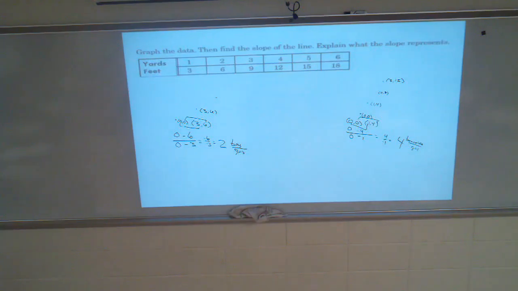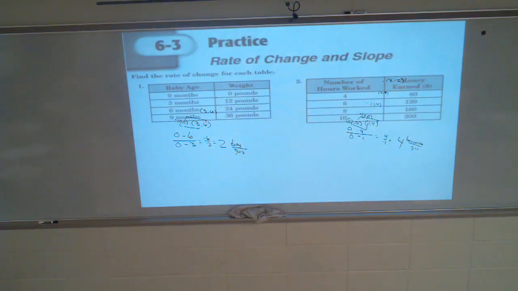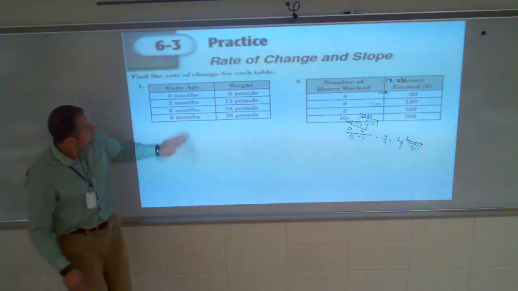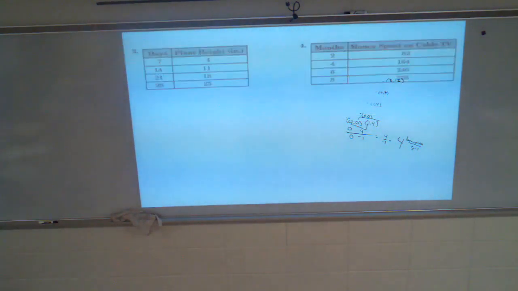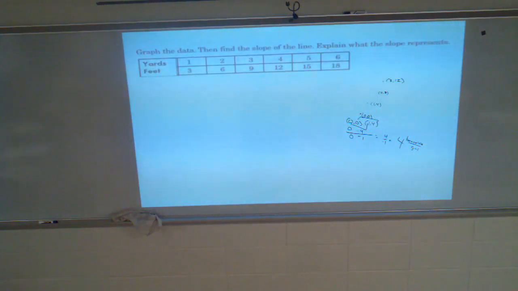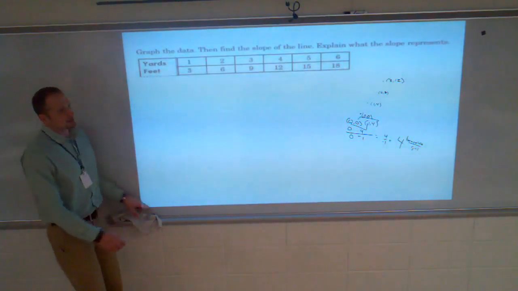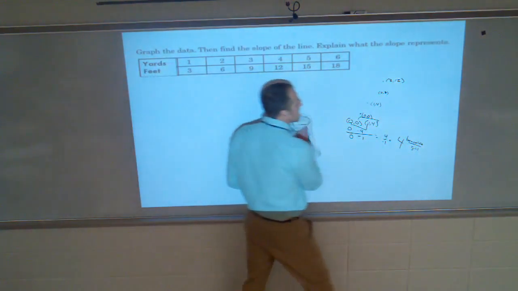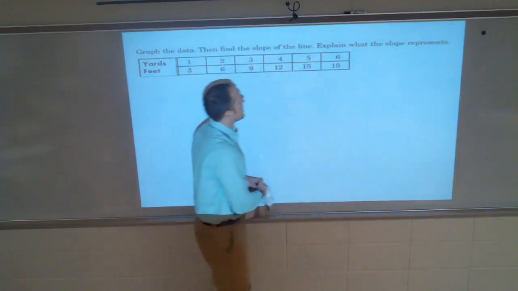Okay. Now, look at this one. So let's go back and look at this again. So we found rate of change from a table looking like this, right? How did we do it? We found ordered pairs. Then we found rate of change from graphs like this. How did we do it? We found ordered pairs. Now, we're going to find the rate of change from a table like this. How are we going to do it? Find ordered pairs. That's a fantastic idea. Let's find some ordered pairs off of this.